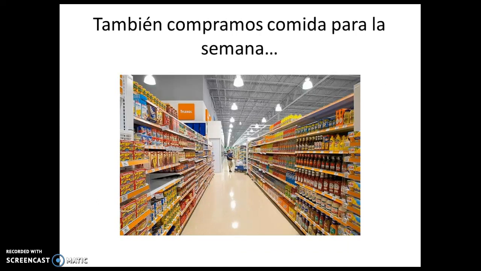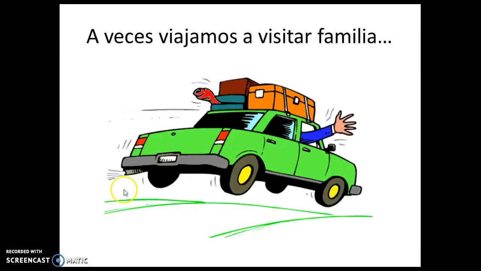También compramos comida para la semana. Compramos is another AR verb. I'm talking here about nosotros, which is the we form. We go buy food for the weekend. And here I have a picture of a grocery store. You can talk about what your favorite food is. You can talk about the different grocery stores that you like to go to, where they're located, those types of things. So you can use up all your time. Y a veces viajamos a visitar familia. And sometimes we go traveling to visit family.